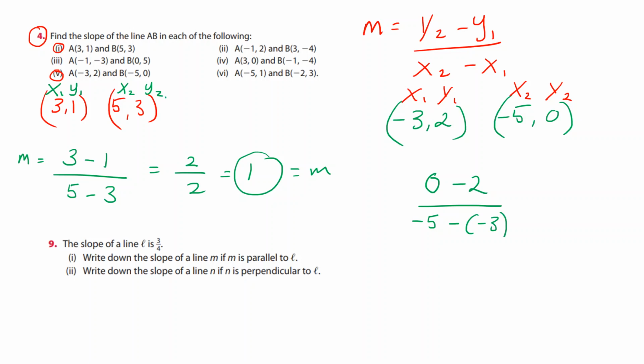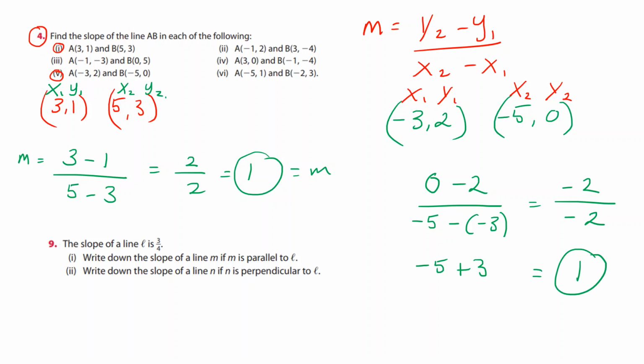Okay, so just remember that the minus is part of the formula, so it needs to be there, and this minus comes from the minus 3. So both those minuses need to be there. 0 minus 2 is equal to minus 2. And then here we have minus 5 minus minus 3, which is minus 5 plus 3. So minus 5 plus 3 is minus 2. Okay, and then minus 2 over minus 2 is positive, 2 into 2 is 1. So the slope for this is actually also 1.